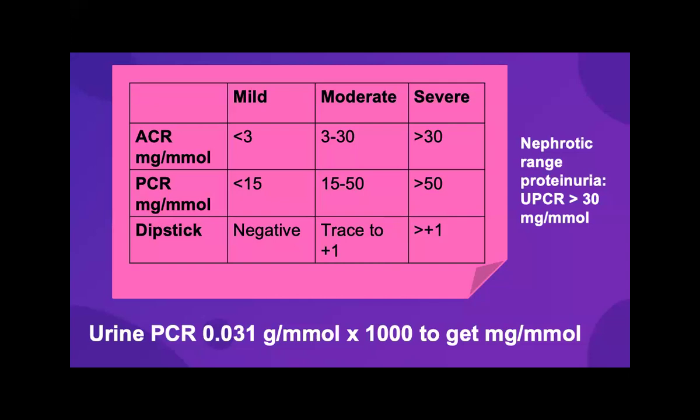Just to note, nephrotic range proteinuria is defined as more than 30 milligrams per millimole. Based on this patient's history and the UPCR results, it's very important to consider HIV-related kidney disease, as he's not virally suppressed. So we're going to go on now to briefly discuss some of those conditions.